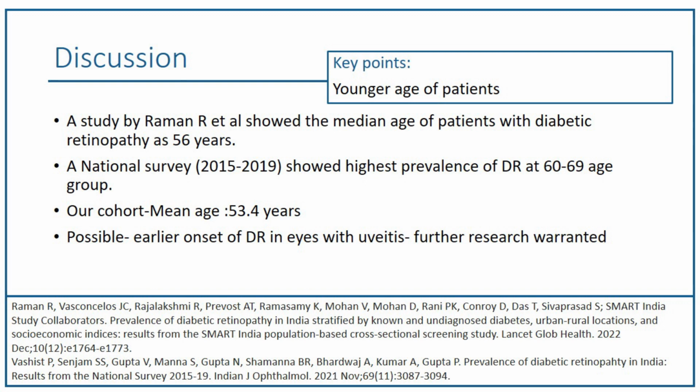A study conducted by Rajiv Raman sir has shown a median age of patients with diabetic retinopathy as 56 years. A national survey conducted in 2015 to 2019 showed a higher prevalence of diabetic retinopathy in the age group of 60 to 69 years. However, in our cohort, the mean age was around 53, which is slightly lesser than what has been described. One possible factor we can consider is an early onset of diabetic retinopathy in eyes with uveitis. However, further research may be warranted in these cases.